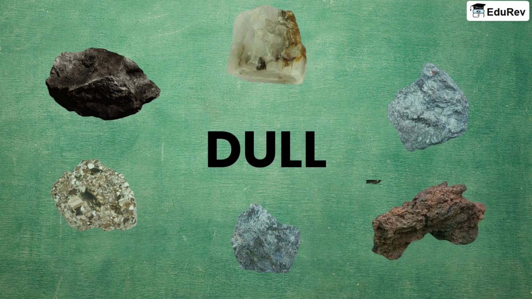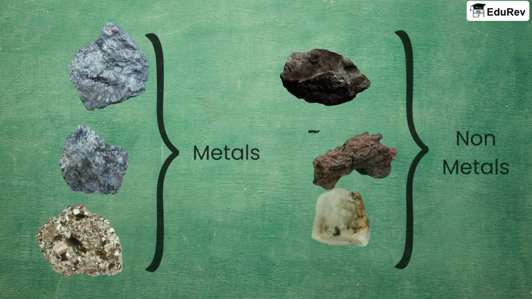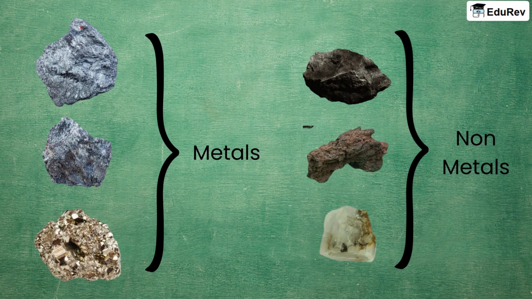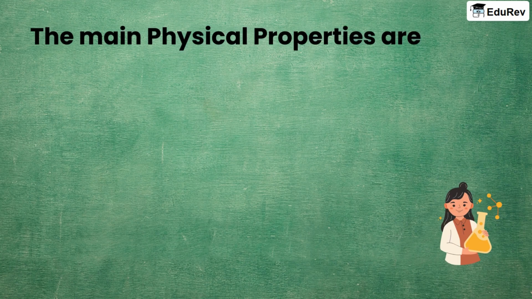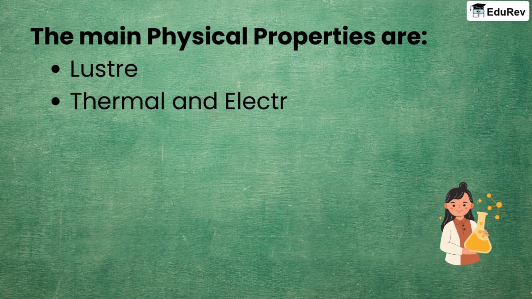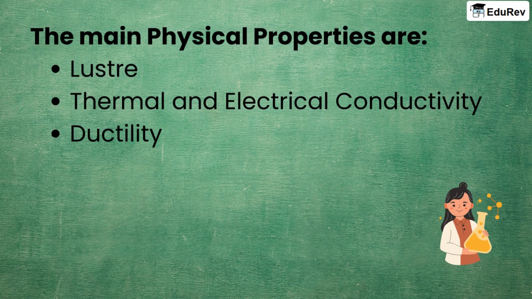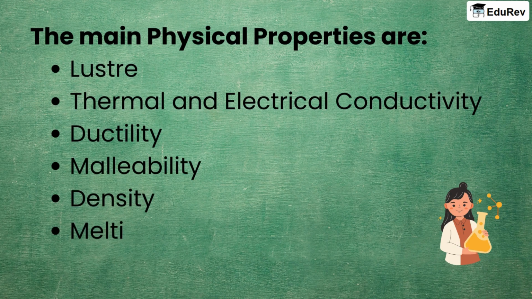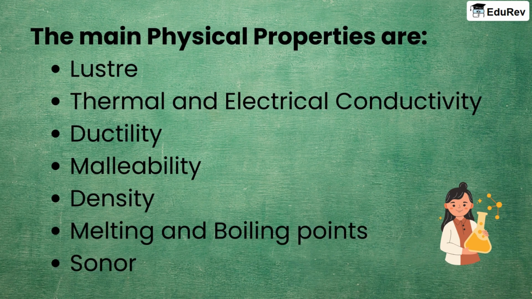This shininess in metals separates them from non-metals. There are more such physical properties that separate metals from non-metals, which we will discuss in this video. The main physical properties are luster, thermal and electrical conductivity, ductility, malleability, density, melting and boiling points, sonority.